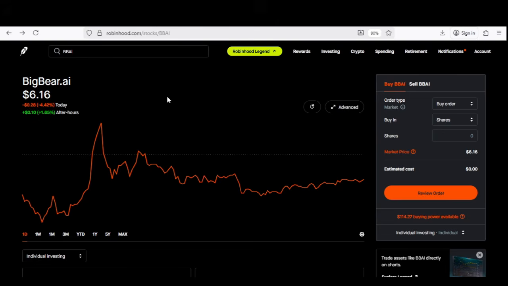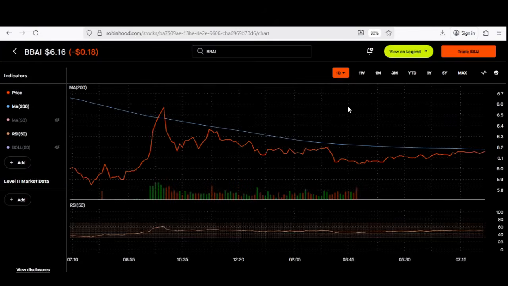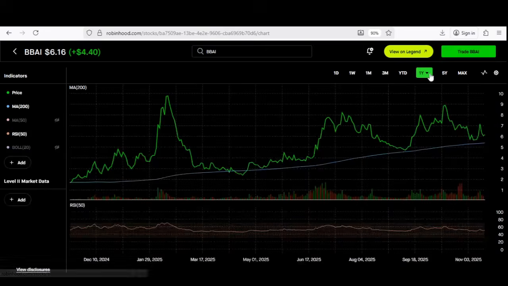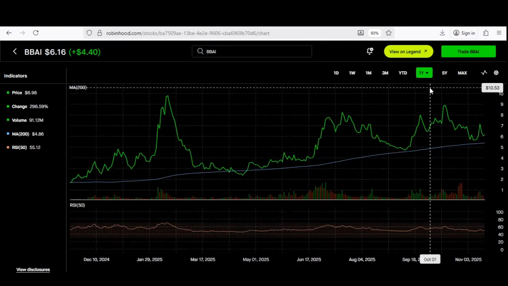Now, let's go ahead and jump into the advanced feature right here in order for us to open up the chart. We're going to be going to the 1-year outlook right here. And what we're going to be looking for is a very strong level of support or resistance in order to help us better choose our strike prices for our options.